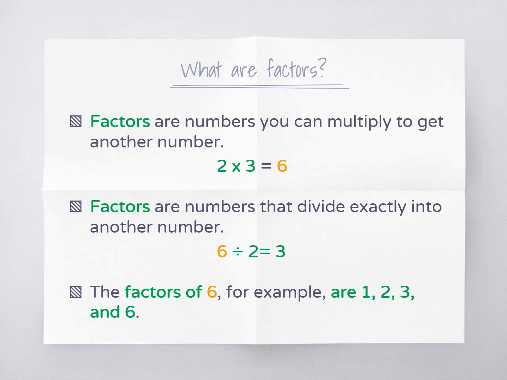What are factors? We all know that factors are numbers you can multiply to get another number. Example, 2 times 3 is equal to 6. And also, factors are numbers that divide exactly into another number. Let's say 6 divided by 2 is equal to 3. And the factors of 6, for example, are 1, 2, 3, and 6.